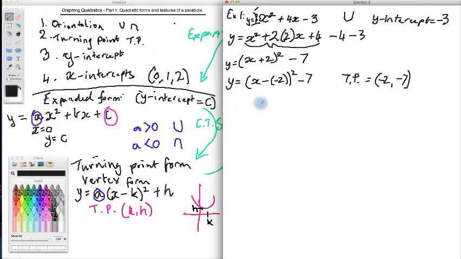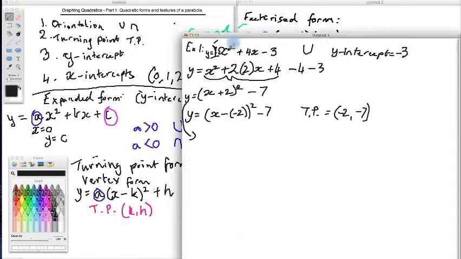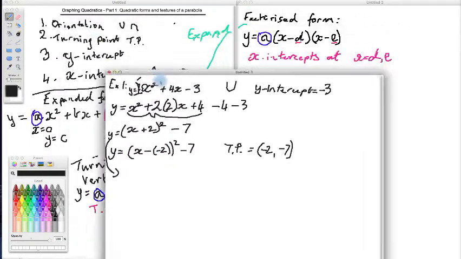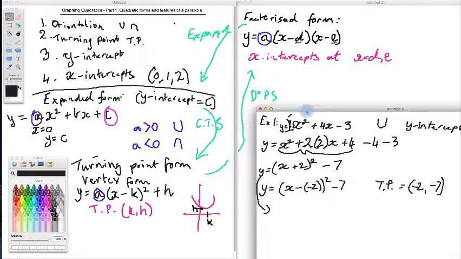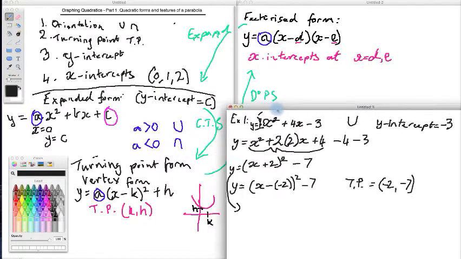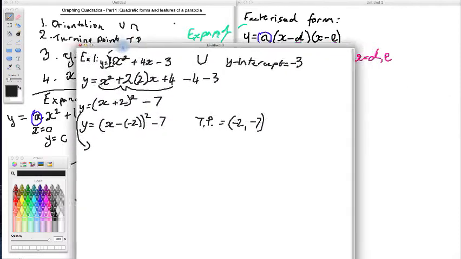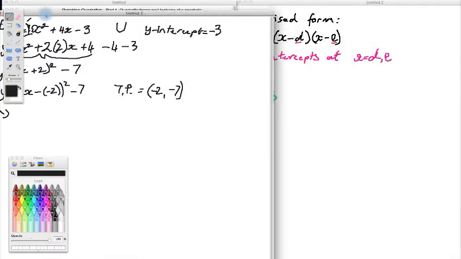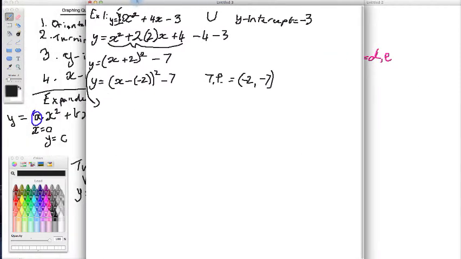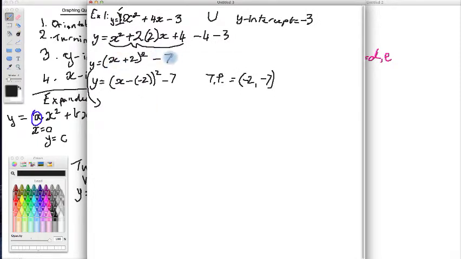Okay, so we know to get from turning point form, I'm actually just going to use that one from before, to factorized form, we use difference of perfect squares. Difference of perfect squares in green there. Okay, so let's use our difference of perfect squares. I'm running out of space here.